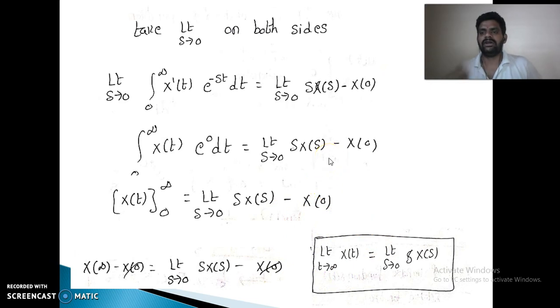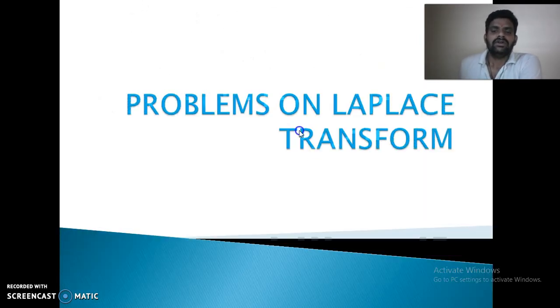So these two theorems are the special applications of Laplace transform, used to estimate the initial and final values of a function. Okay, next, some basic problems that can be solved using Laplace transform.